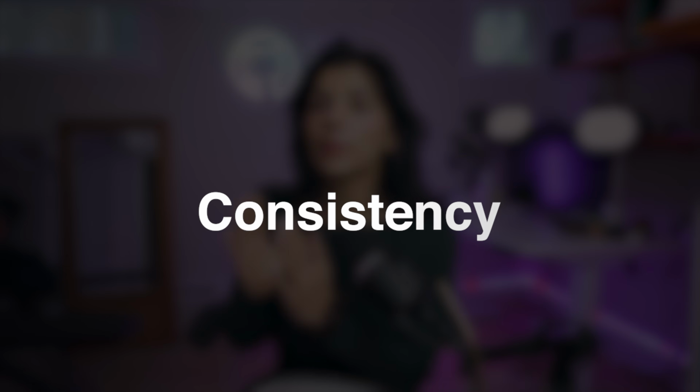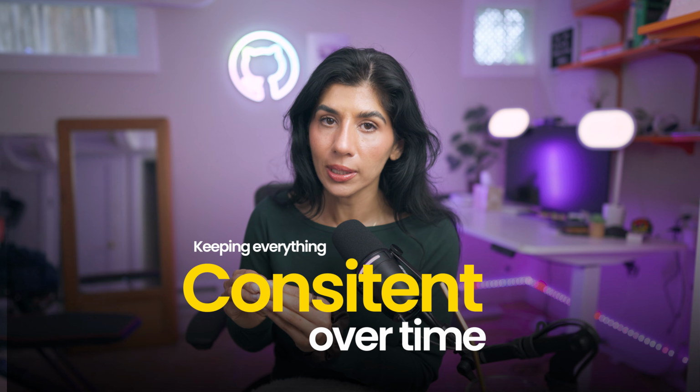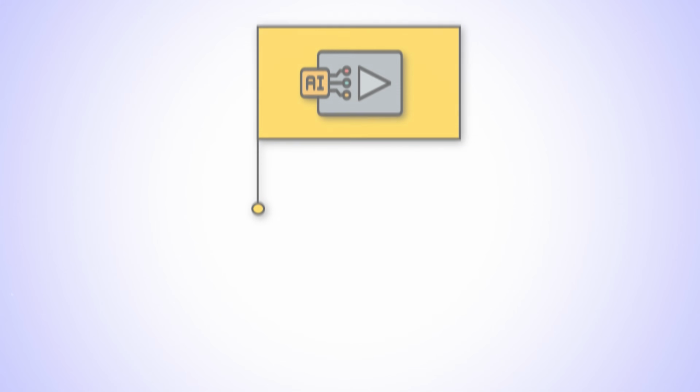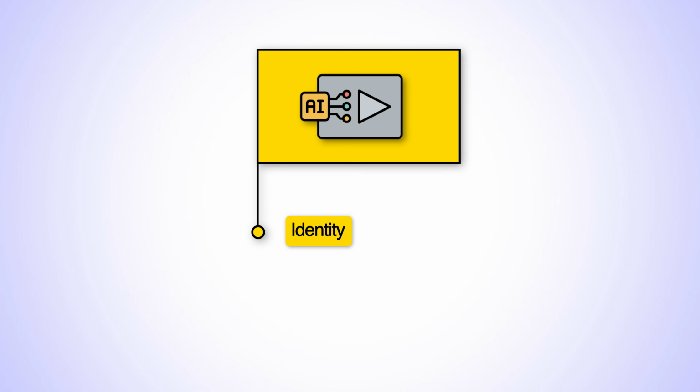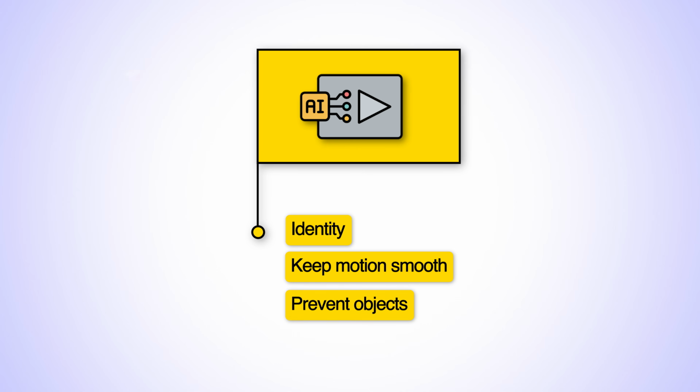Okay, but here's a real problem with AI models. It's the consistency. The hardest part of AI video is not generating a single frame. It is keeping everything consistent over time. For example, if I were to use the same prompt again, of a dog running on a beach, or if you were to take my prompt and use the same prompt again, it's going to look something very different. The model has to maintain identity, keep motion smooth, and prevent objects from changing in unexpected ways. And that's why it looks different.